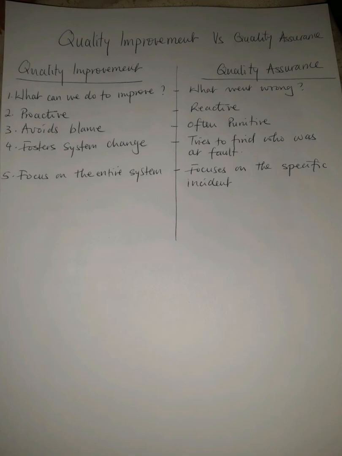Quality improvement is proactive, quality assurance is reactive. Quality improvement, what can we do to improve? And in quality assurance, what went wrong? Quality improvement focuses on the entire system. Quality assurance focuses on a specific incident. So this was the expected response for this question.